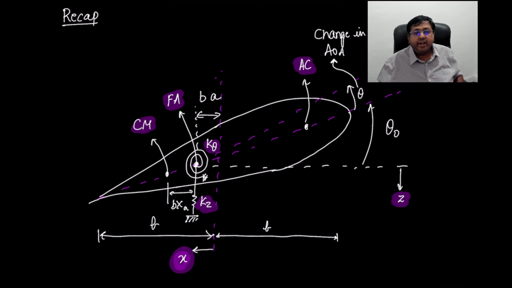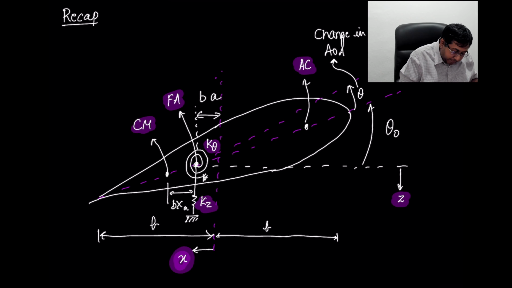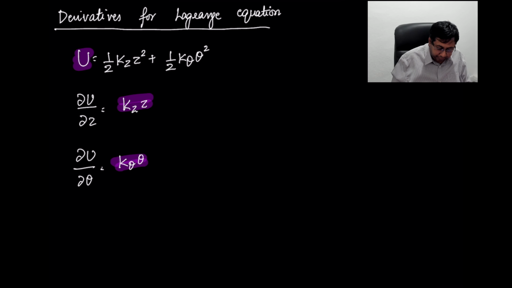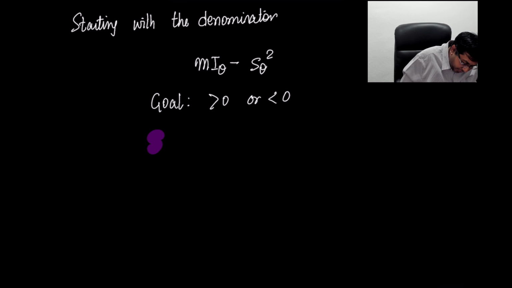If we go back here, we have defined b into xa, and we said that our S theta is nothing but mass times this distance about the flexural axis. So we have the center of mass, and the distance from the flexural axis to the center of mass is given by b into xa. So then we can rewrite our S theta as m into b into xa.